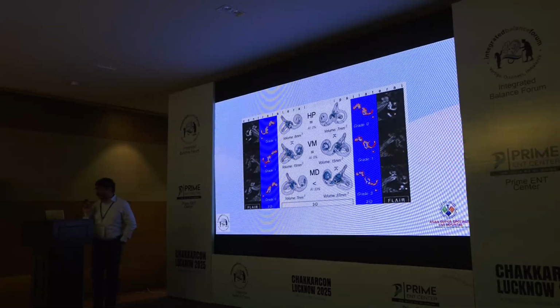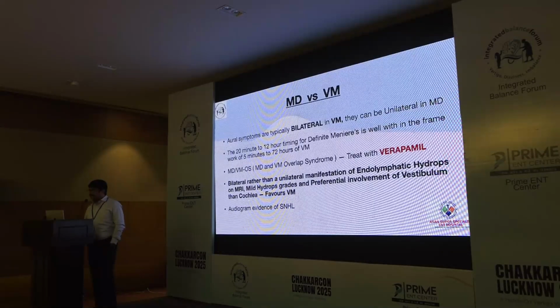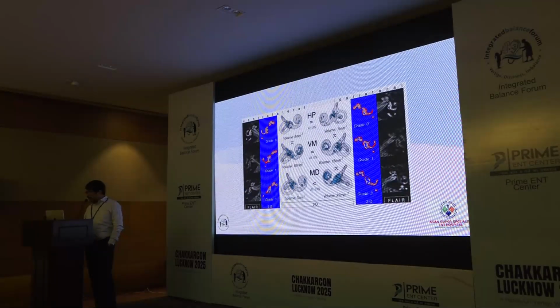That means the take-home point is, even in vestibular migraine, we can have endolymphatic hydrops. The presence of endolymphatic hydrops does not give you the diagnosis of Meniere's disease. And preferential involvement of the vestibule rather than the cochlea, that means more dilatation in the vestibular part and no dilatation seen in the cochlear part. Again, your diagnosis is vestibular migraine rather than Meniere's disease.